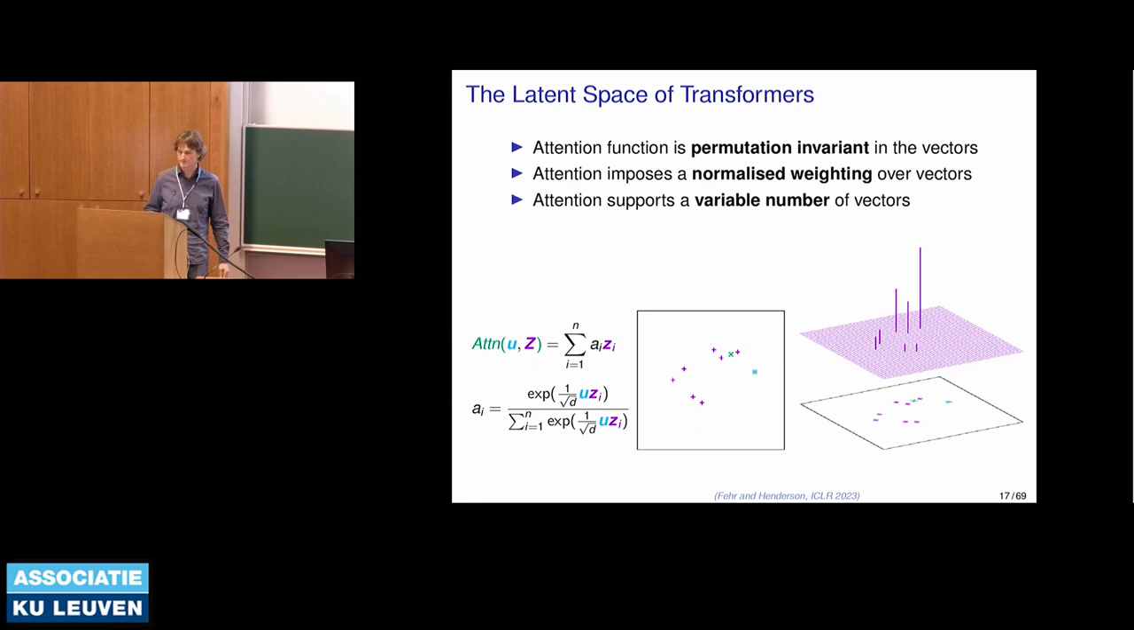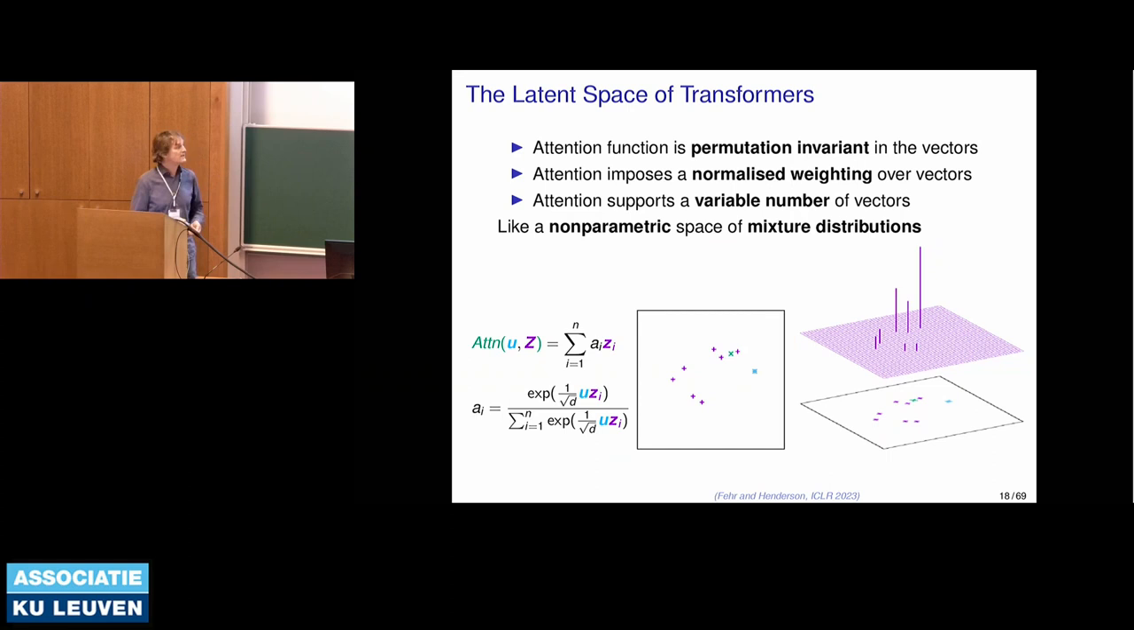And these properties are exactly the properties that you see with nonparametric mixture distributions. Each one of these impulses is a component of the mixture. The height of the impulse is the mixture weight. The ordering is not relevant, and you can have as many components as you want. So mixture distributions are really a good model of what's going on in attention.